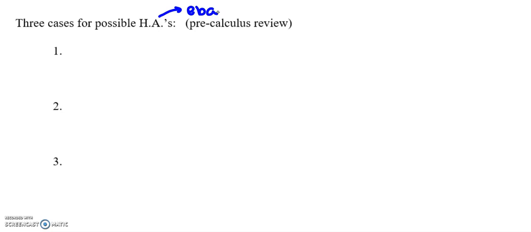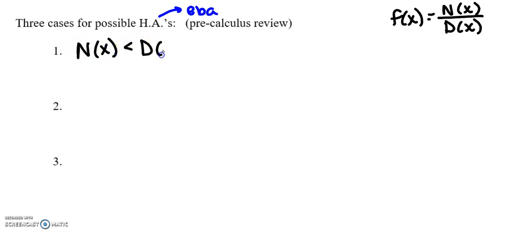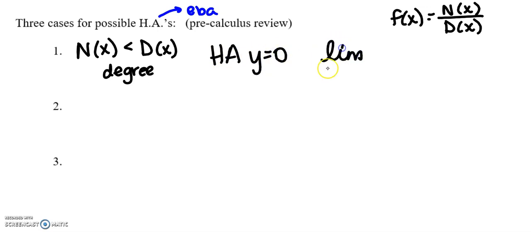Okay, so there's three possible cases for horizontal asymptotes, which really are more like end behavior asymptotes. Precalculus review: if I have a rational function with a numerator compared with a denominator, and the degree of our numerator is less than the degree of our denominator, then we have a horizontal asymptote at y equals 0, which means the limit as x approaches positive or negative infinity of f of x will be equal to 0.